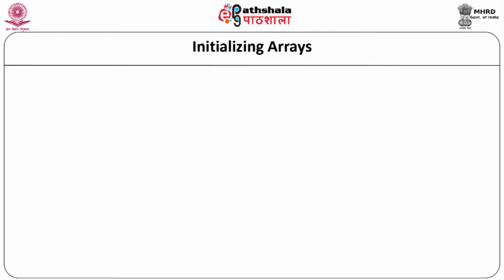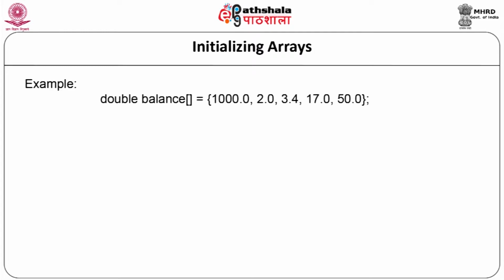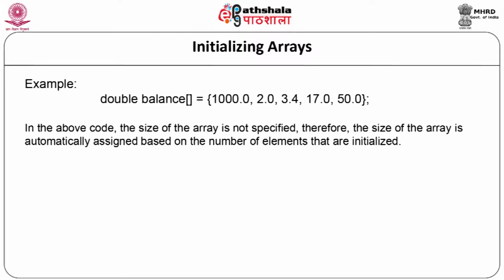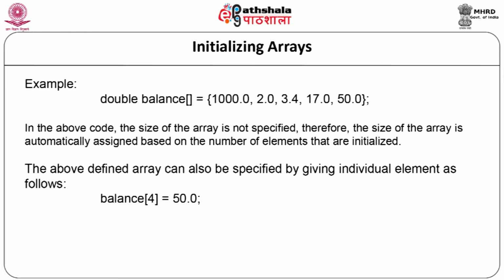Now, let us see one more example. double balance[] = {1000.0, 2.0, 3.4, 17.0, 50.0}; the same values are repeated. In this particular code, the size of the array is not specified. Therefore, the size of the array is automatically assigned based on the number of elements that are initialized. The above defined array can be specified by giving the individual elements as follows. We can say that balance[4] = 50.0. So, only one value will be initialized in this particular case.